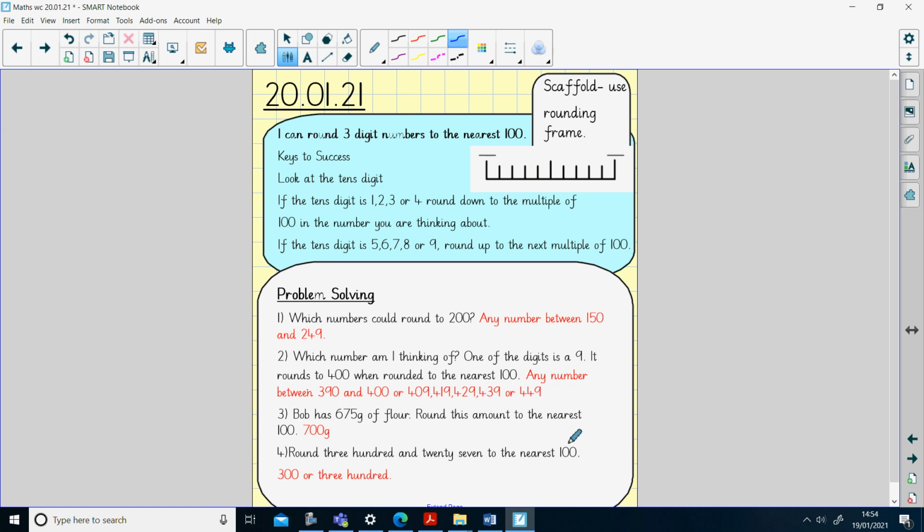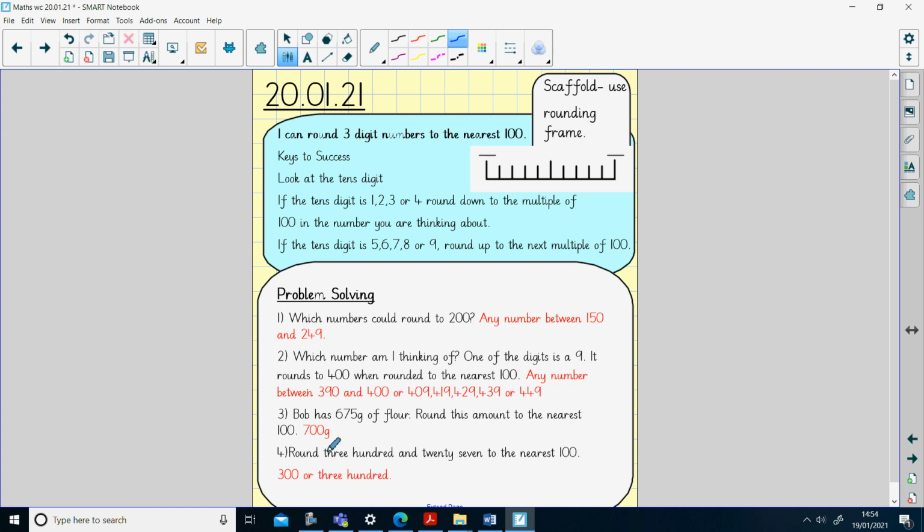Which number am I thinking of? One of the digits is a 9. It rounds to 400 when rounded to the nearest 100. So 390, it's all about that tens number, remember? And then 400, 409, 419, 429, 439 or 449 would also round down to 400. Bob's flour is 675 grams.